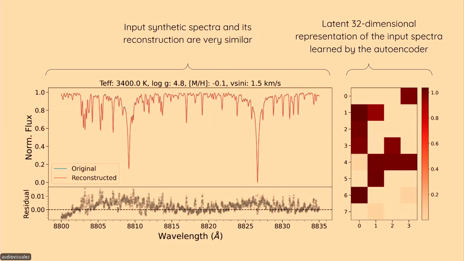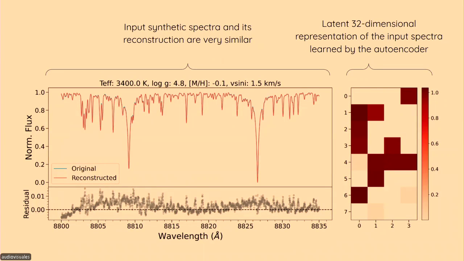And just for you to see how it looks, here you have two figures. In the first one, you have one example of a synthetic spectrum. In blue, you can see the original one. In red, you can see the reconstruction. And you can see that they mainly overlap because they are nearly identical, as you can see in the residual plot below. But what is interesting is the second figure, that is the actual latent low-dimensional representation, in this case, 32 dimensions.